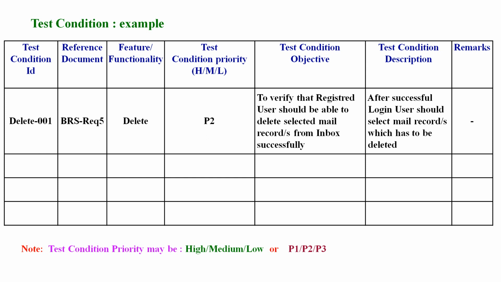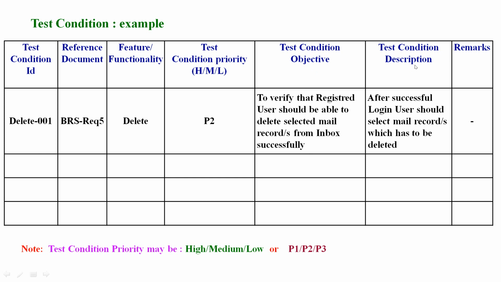This is the requirement. For this requirement, I have written the test condition objective as: to verify that a registered user should be able to delete selected mail record or mail records from inbox successfully. You have to remember one thing. For each and every test condition objective, it will start with the words to verify that. Like this. This is a test condition objective.